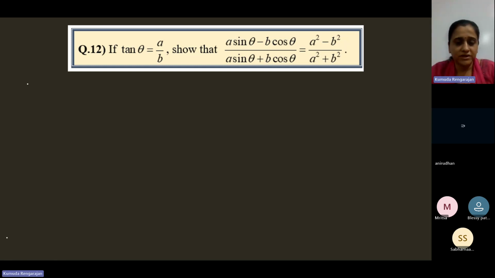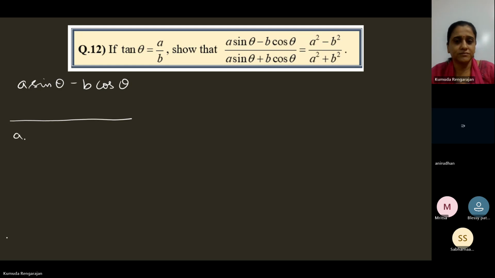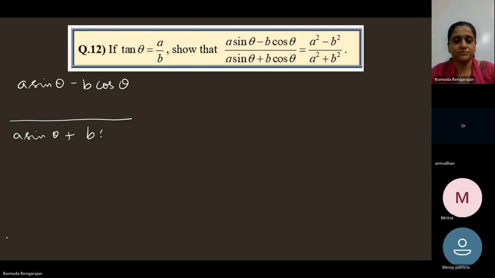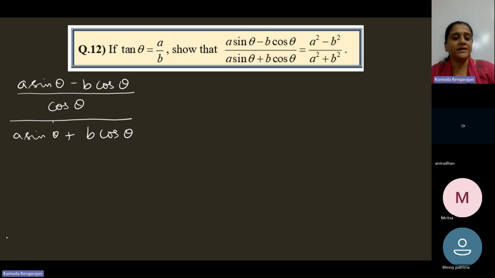Now, take up this expression a sin theta minus b cos theta. We are given the value of tan theta, right? Now, what is tan theta? Sin theta by cos theta. So what we'll do, we'll divide the numerator and denominator by cos theta. I told you this is possible. I also explained why it's possible.